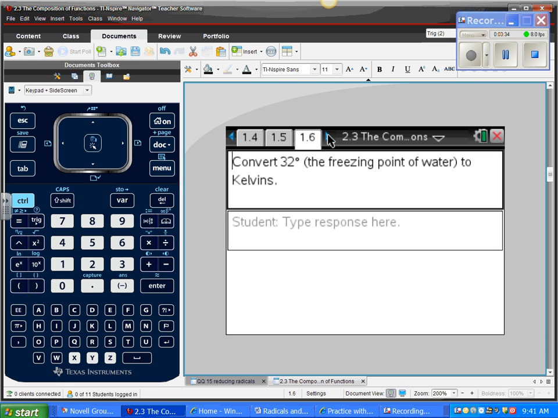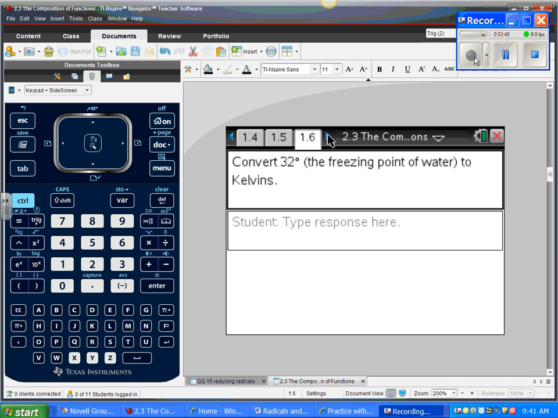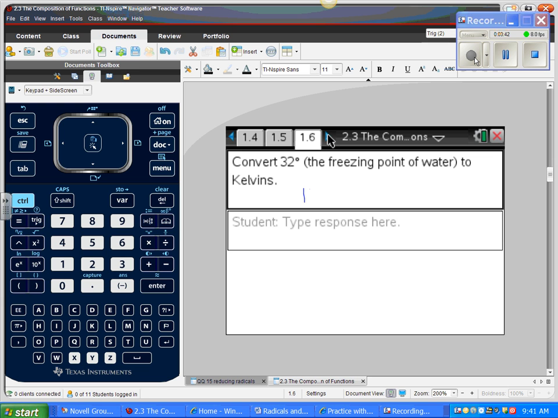All right, so what we're going to do is find that composition. We want K of C of T. That's going to make it much easier for us to convert to kelvins. So what we have to remember is that C of T is 5/9 times (T minus 32), and K of C of T is C of T plus 273.